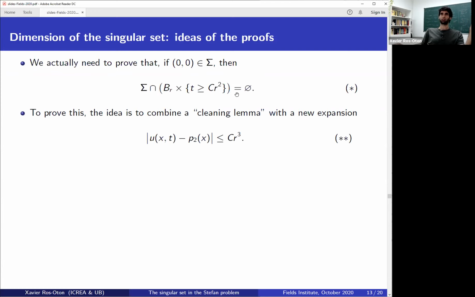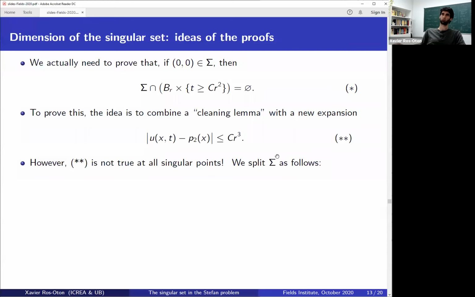Now, the idea is that if you have this estimate, okay, combining with a cleaning lemma that is in a sense analogous to the elliptic ones of our elliptic paper that Joaquim described, then if we had this, we would get this result basically. So this is kind of easy, okay, once we have all the elliptic proof. So the problem is that this estimate is not true at all singular points. So we need to work much harder.